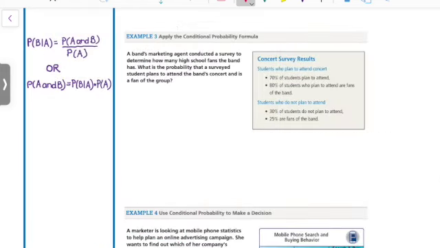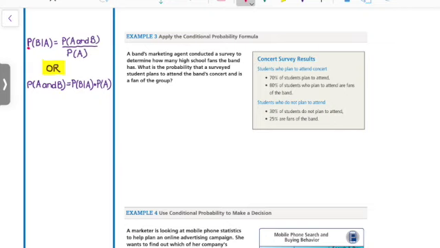All right, example 3. We want to apply the conditional probability formula. We need to know that the probability of B given A is equal to the probability of A and B divided by the probability of A. If I rearrange that to get the and statement by itself, I would multiply both sides by the probability of A. So same formula, just finding a different thing, right?